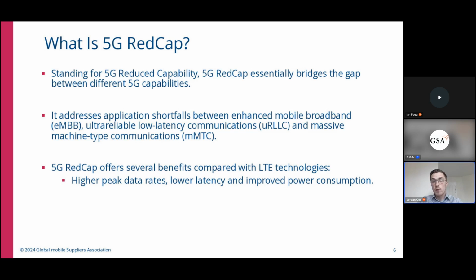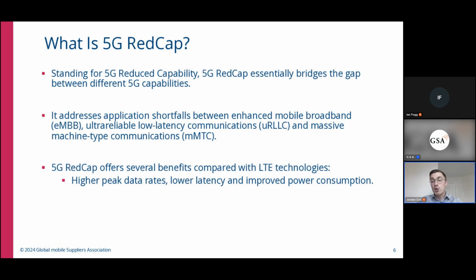Finally, RedCap improves power consumption in a number of ways, such as requiring fewer antennas and signal receive chains, simplifying the structure and reducing power consumption. It requires narrower bandwidth support, which means 5G RedCap devices require only 20 megahertz of bandwidth compared to 100 megahertz for other 5G devices. This greatly reduces power consumption and increases battery life.